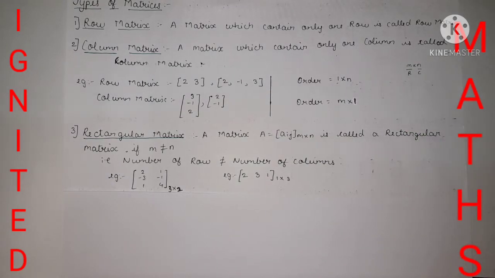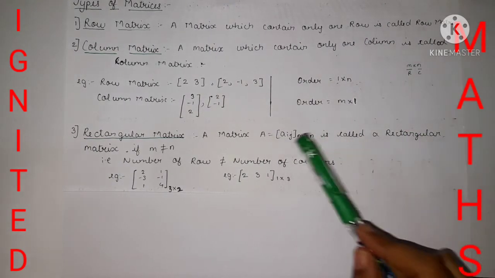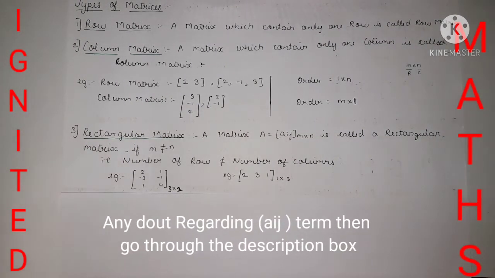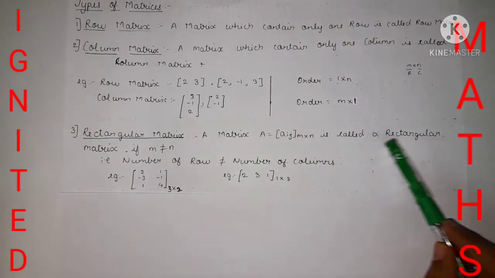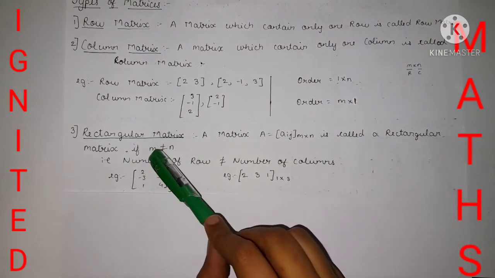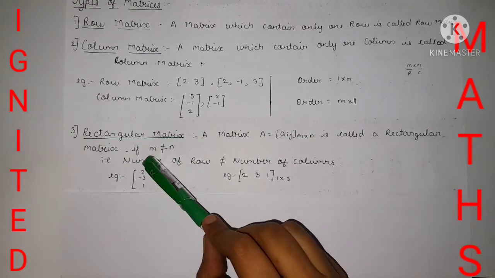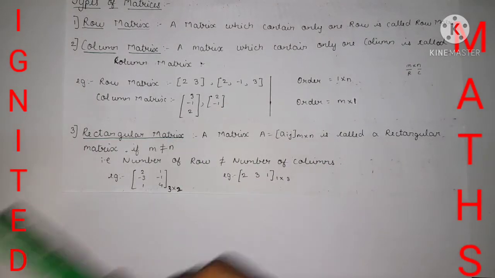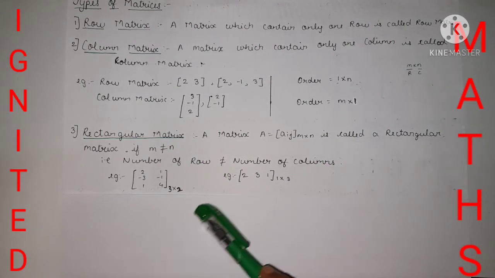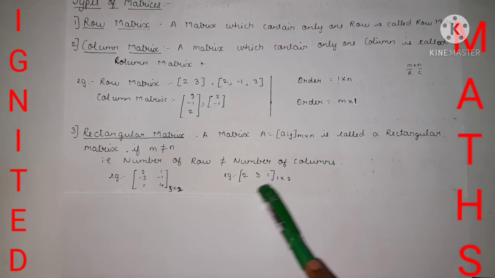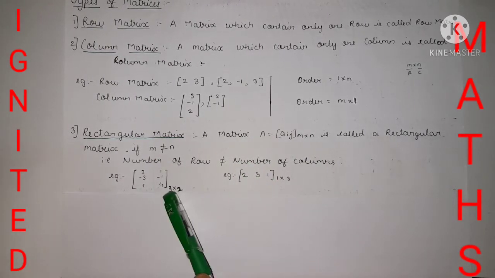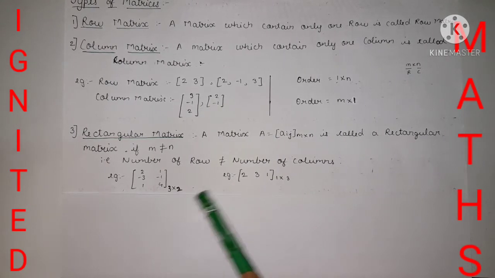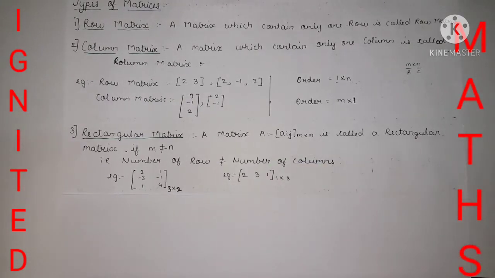If you still have any doubt, please go through the description link. I have already posted a video related to the Aij term and the m value and n value, so please go through it. The rectangular matrix says that if m is not equal to n, that is, the number of rows is not equal to the number of columns, it is a rectangular matrix. You can see the examples over here. I have given two examples. You can see the m cross n value; m is not at all equal to n. Watch the two examples carefully. This is what the rectangular matrix says.